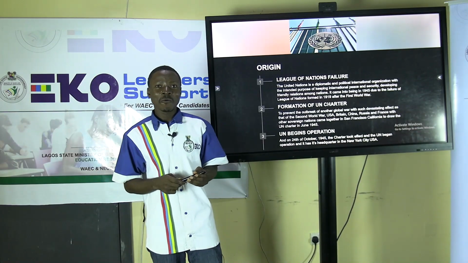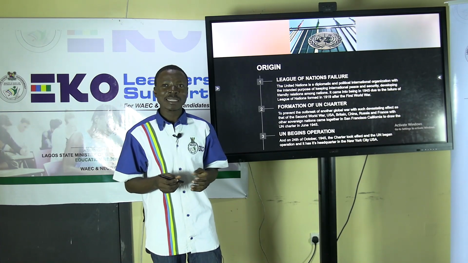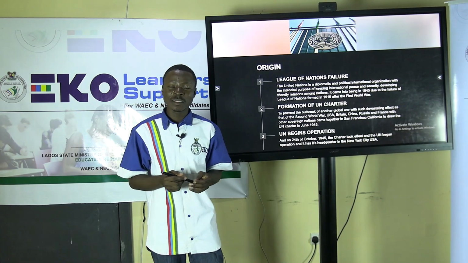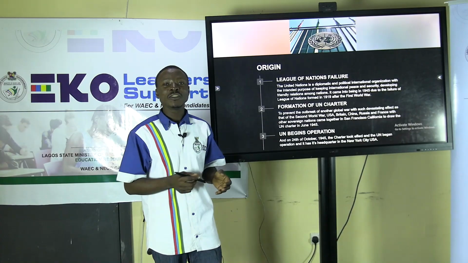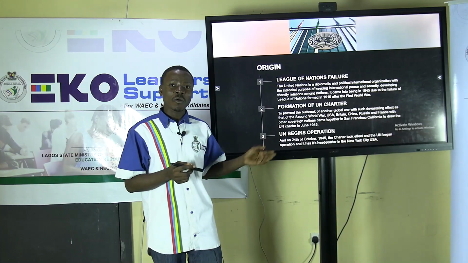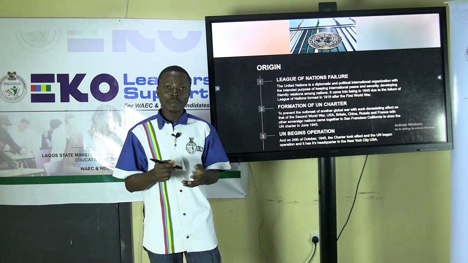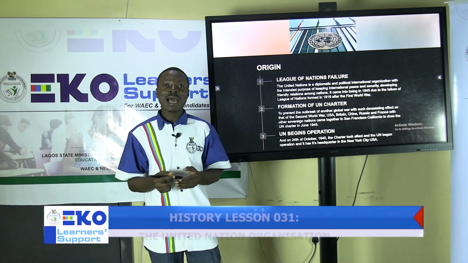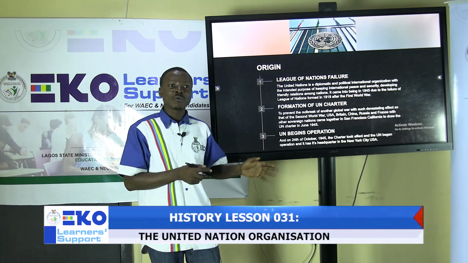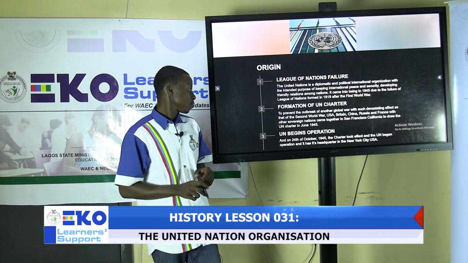This charter was signed by the victorious countries, and the countries that actually initiated the establishment of this organization are majorly the winners and the leaders of the world after the Second World War, which include the United States, Britain, France, China, and USSR, a country which later metamorphosed into what we have as Russia today.